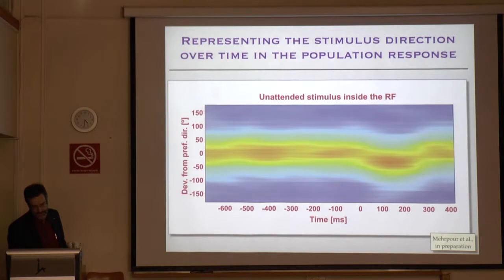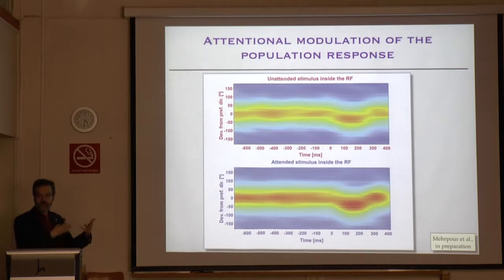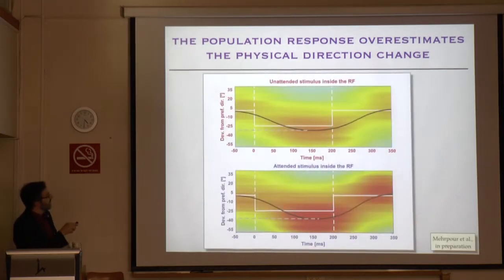Now, what we can do now is look at the exact same condition for the attended stimulus. This is for the unattended stimulus. And what you see here is an enhanced response. That's what we expect, given that we know the stimulus is more powerful. Still see the change in direction. Everything looks fine. But let's zoom in a little bit to get more quantitative. So if we zoom into that region of change, this is what we see. So I now drew in white the physical direction of the stimulus, starting out at 0 degrees, jumping to 25 degrees, staying there, jumping back.